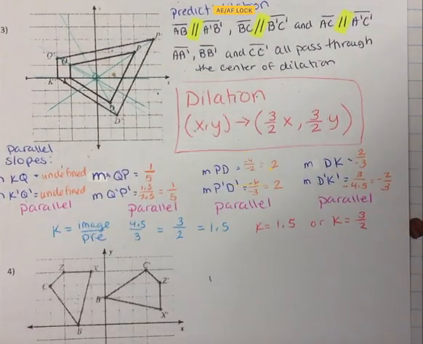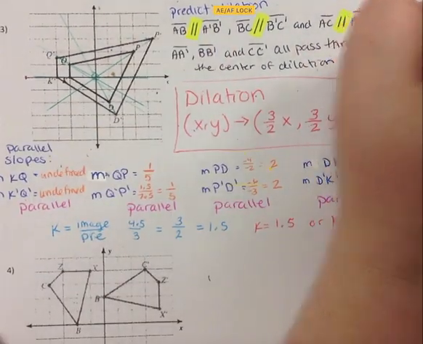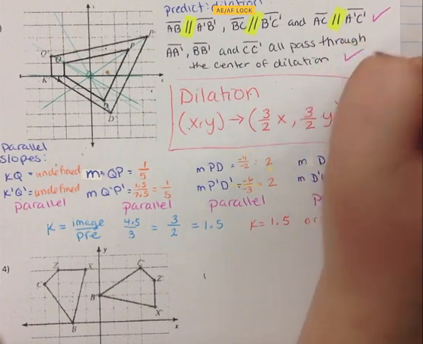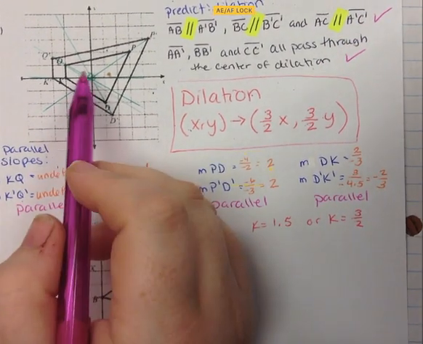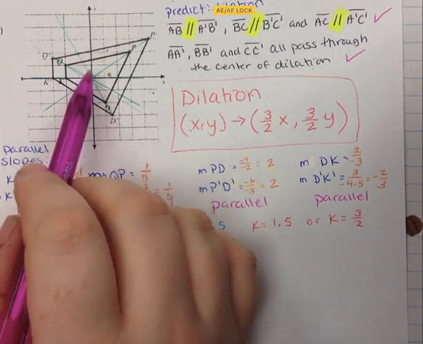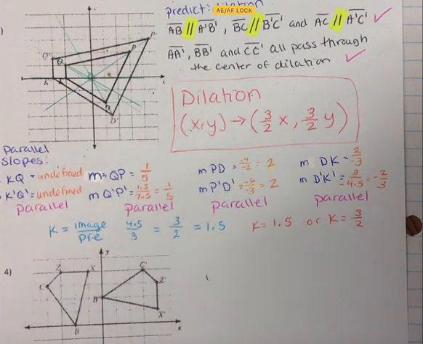So we did, in fact, prove that these were parallel, everything was parallel, and it did go through the center of dilation. So we were able to find it through the origin. So since it went through the origin, we have a mapping rule.